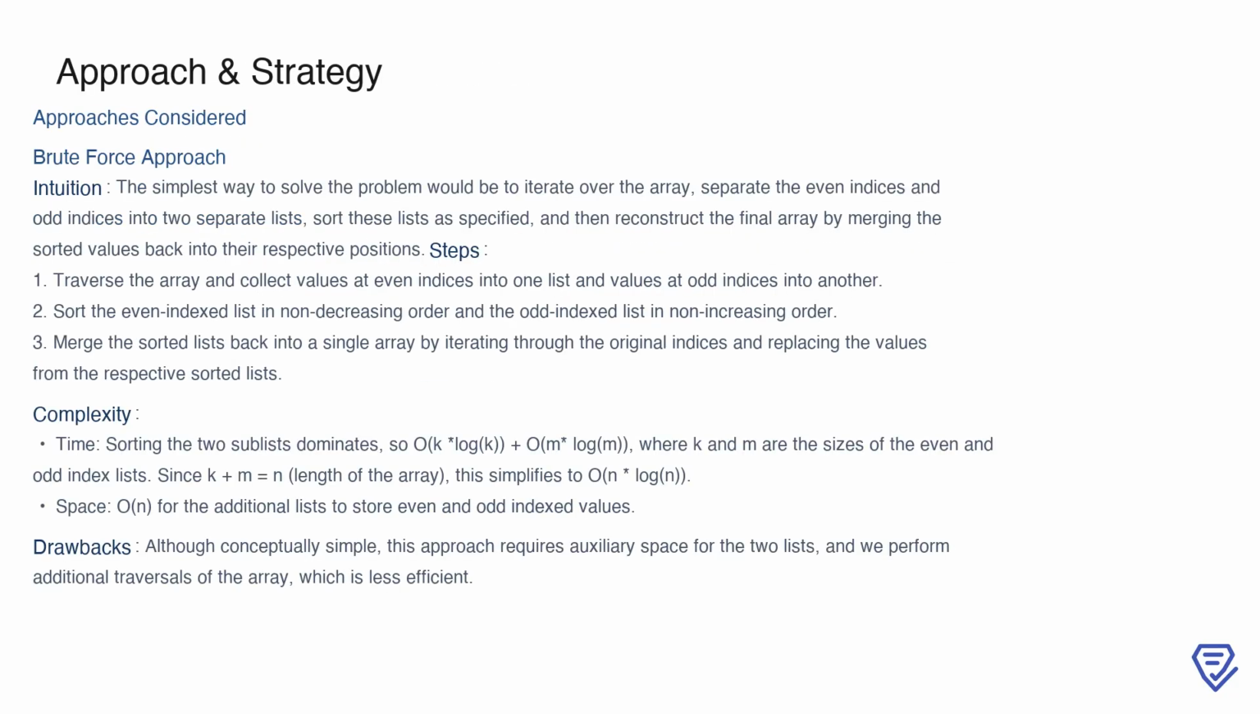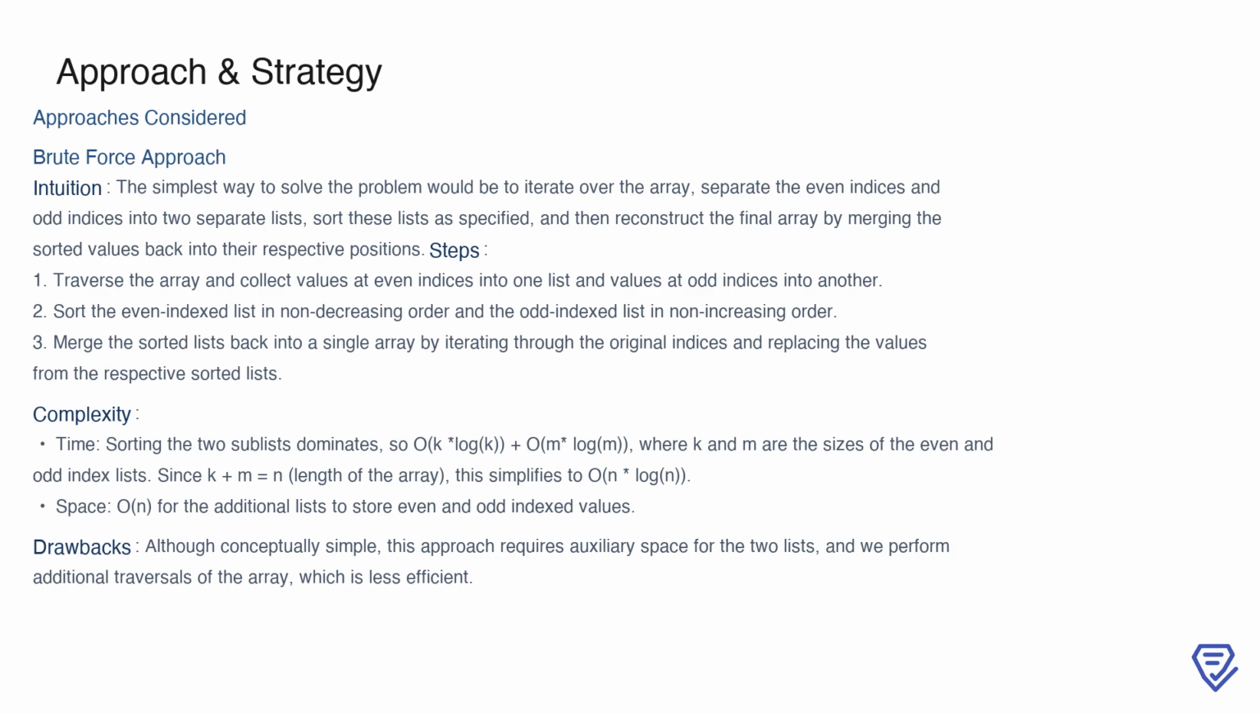To solve this problem, one straightforward approach is the brute force method. Here, the idea is to first separate the values at even indices and those at odd indices into two distinct lists. Once we have these lists, we can sort the even-indexed values in ascending order and the odd-indexed values in descending order. Finally, we reconstruct the array by placing the sorted values back into their respective positions in the original array. While this approach is simple to understand, it has certain trade-offs.